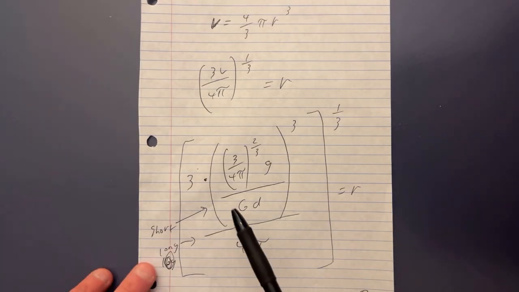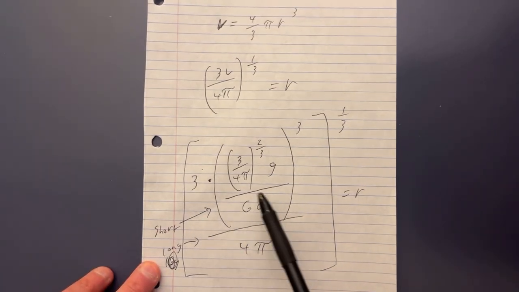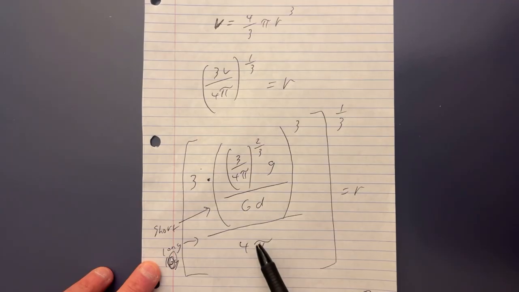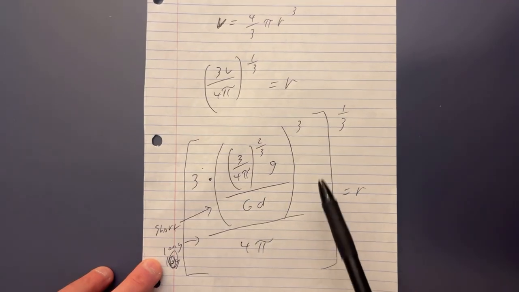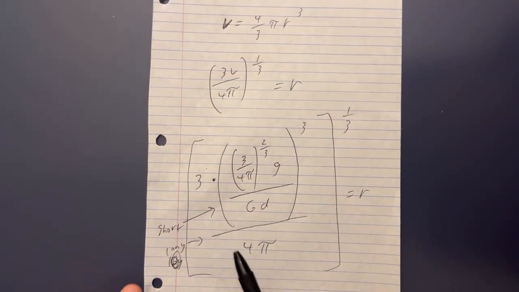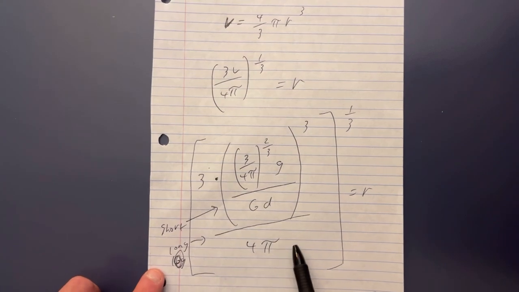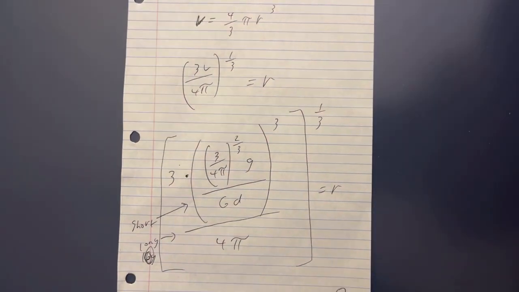The reason that matters is, if this was a long division sign, then this 4 pi would be in the denominator of a denominator, which means it goes up to the numerator. But it does not do that. It, in fact, stays in the denominator. And that is because the 4 pi is underneath a long division sign and not a short division sign.